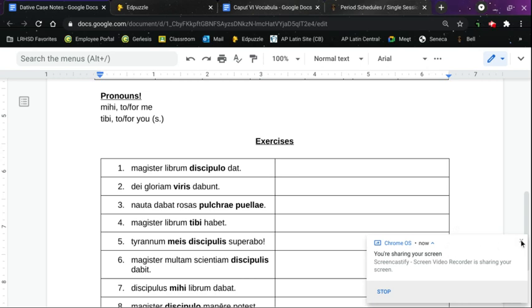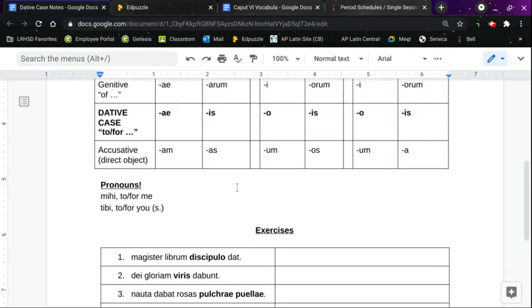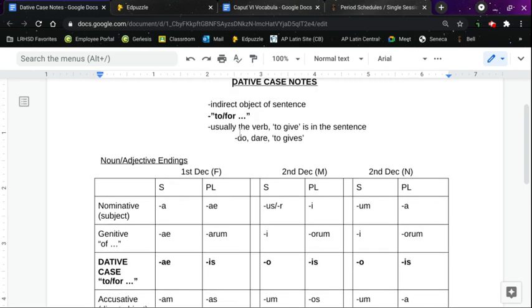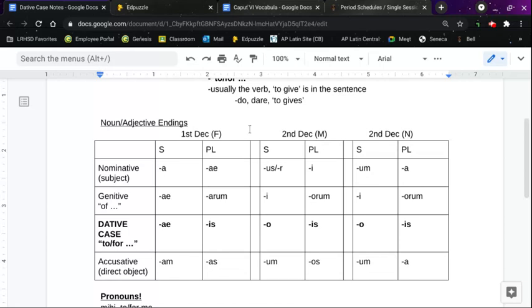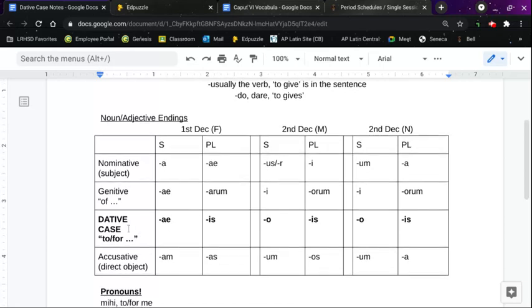So guys. Today we're going to take a look at your last assignment. We're going to go over the correct translations on the dative case notes. All right, so just as a recap, this is our fourth noun case.